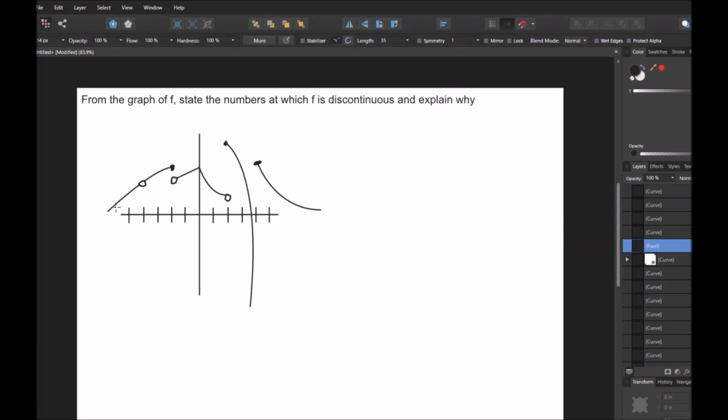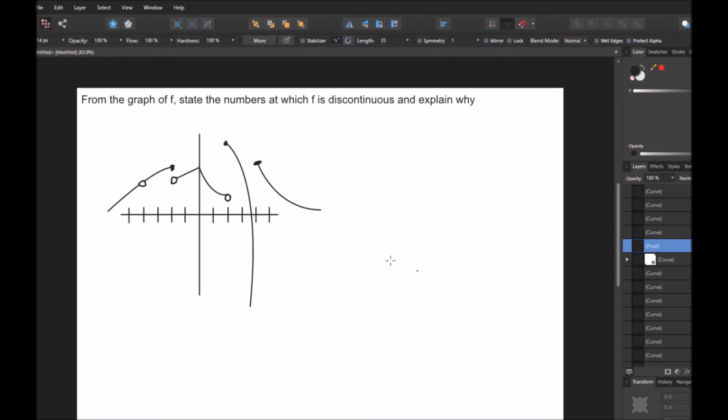Okay, so in this next question, we are asked, from the graph of f, state the numbers at which f is discontinuous and explain why. And this is the graph we're given. As you can see, it's a piecewise defined function that's defined in 4 intervals. So let's just go left to right for this.